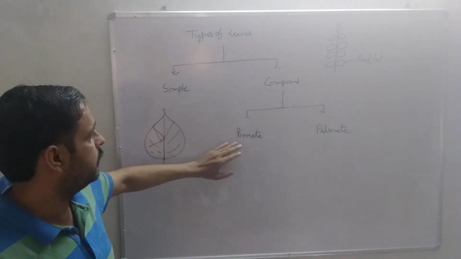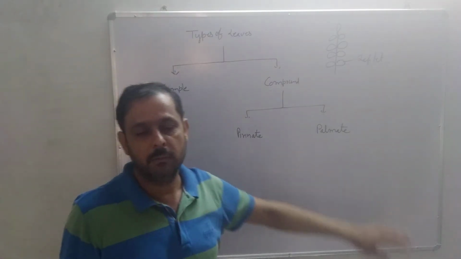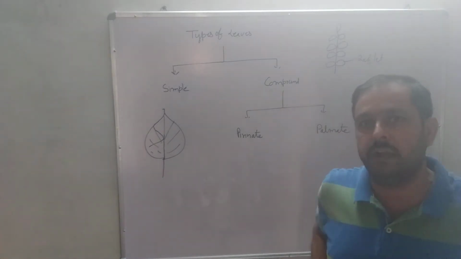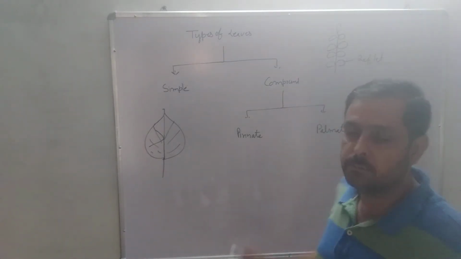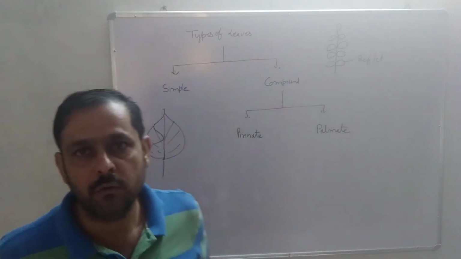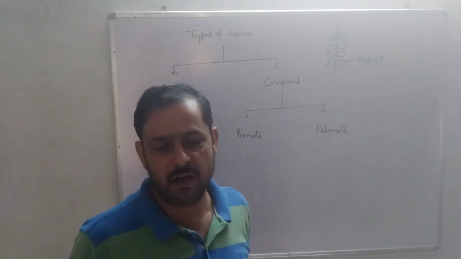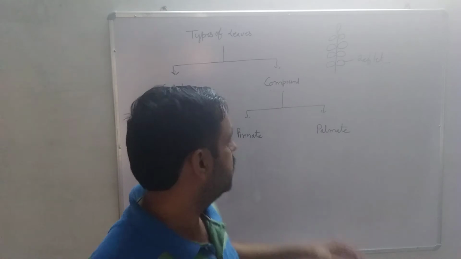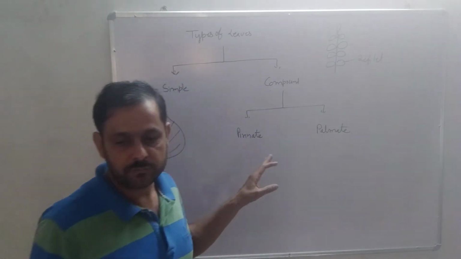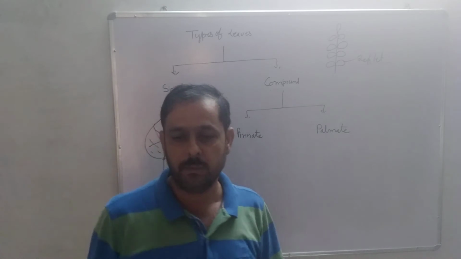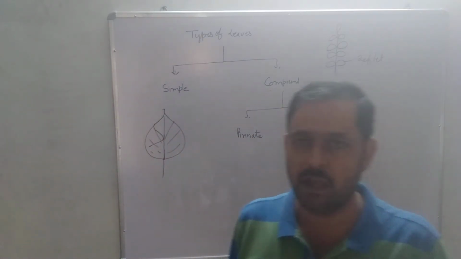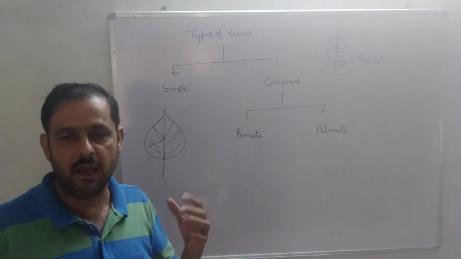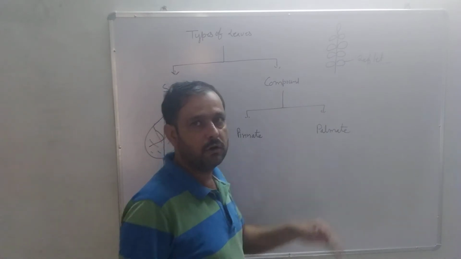Compound leaf is further divided into two types, pinnate and palmate. When the leaflets are attached to the midrib, or we can say rachis, and are arranged laterally, alternate or opposite to the midrib, then it is called pinnate. And when the leaflets radiate from the end of the petiole and are joined at a common point, looking like the fingers of a palm, then it is called palmate.